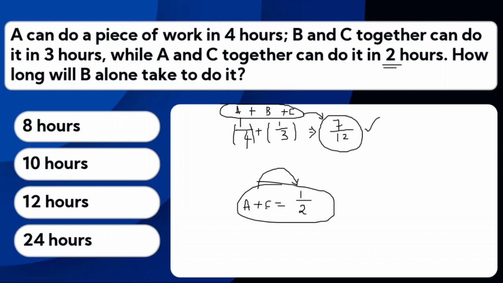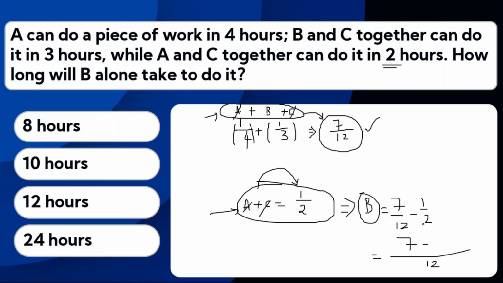So if you subtract these two equations, you will come up with the work done per hour by B. If you subtract the first equation and second equation, A and C get cancelled and we are left with B. Simply 7 by 12 minus 1 by 2 will be your answer. LCM is 12, and 2 goes into 12 six times. So 6 is your numerator, 7 minus 6, 1 by 12. Such that per 1 hour, B is doing 1/12 of the work.